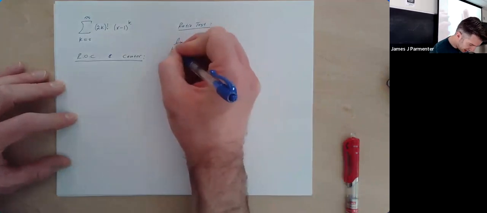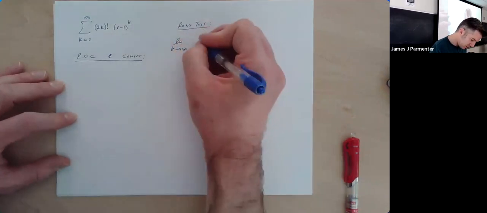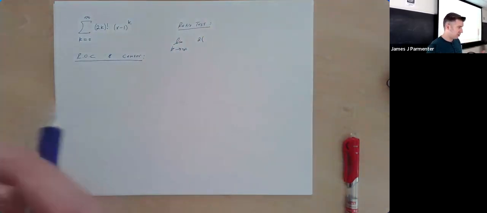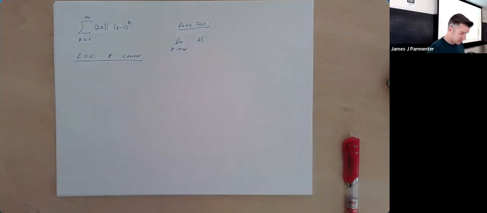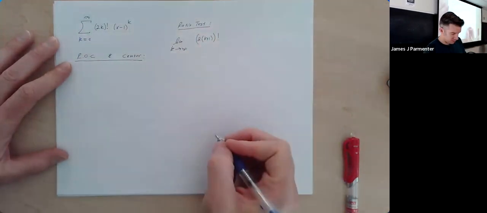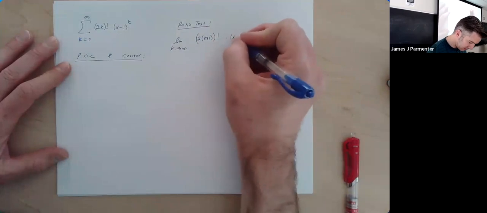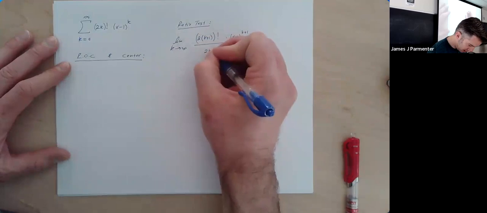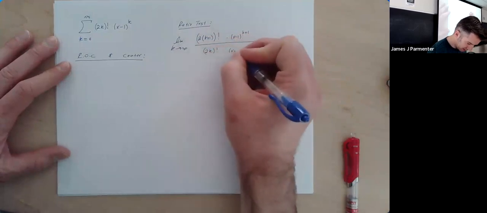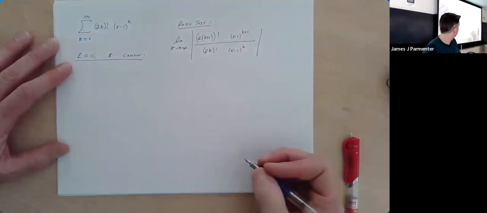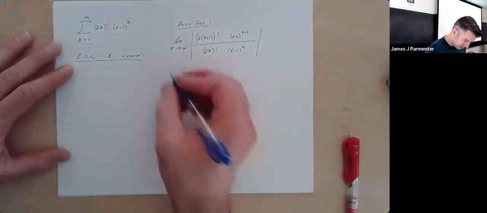Limit as k goes to infinity. Be careful with the 2k and the 2k plus 1 factorial. It really just has to be 2 times k plus 1, then the factorial of that. So I've got 2k plus 1 factorial times x minus 1 to the k plus 1, over 2k factorial times x minus 1 to the k, all in, of course, lovely absolute values. And then we simplify.